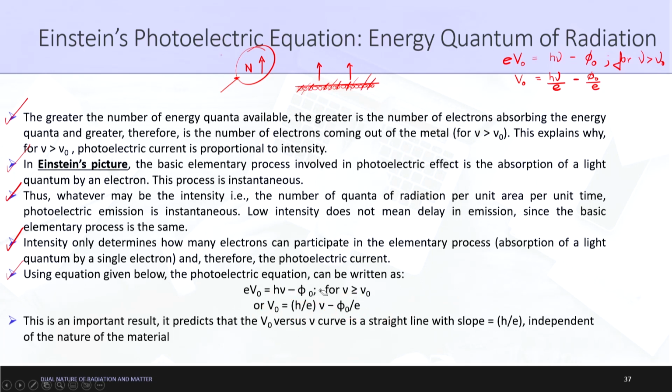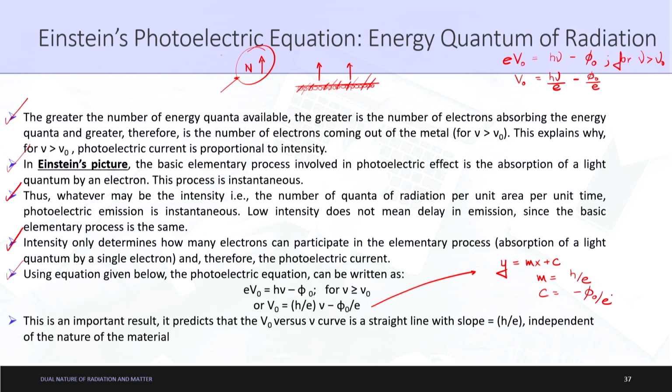Okay. So, this is an important result. It predicts that the V naught versus nu curve is a straight line, with a slope of h by E, as I just told. If I compare it with y equals m x plus c, where y is V naught and x is nu, then the value of m is h upon E, and the value of c is minus phi naught by E.